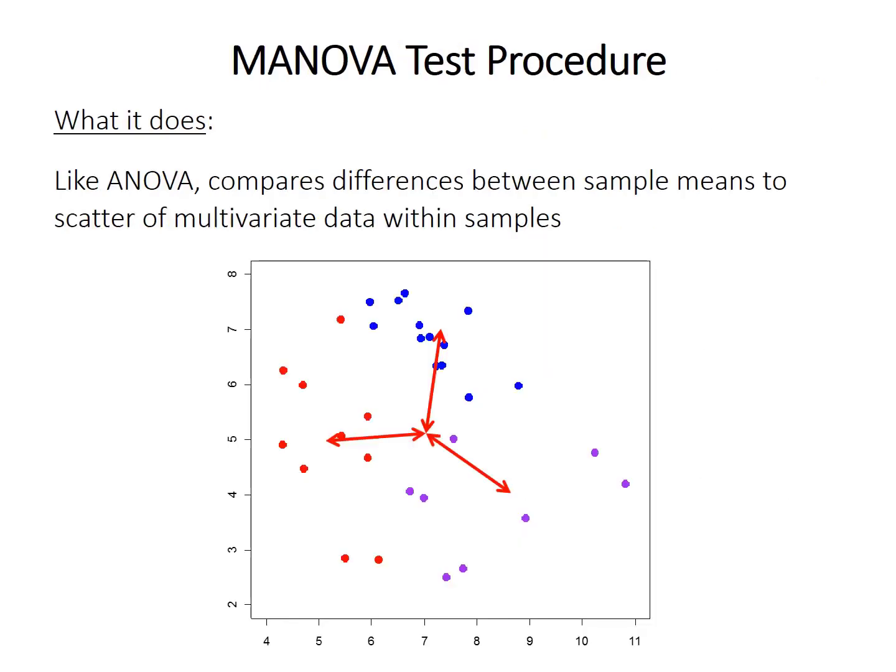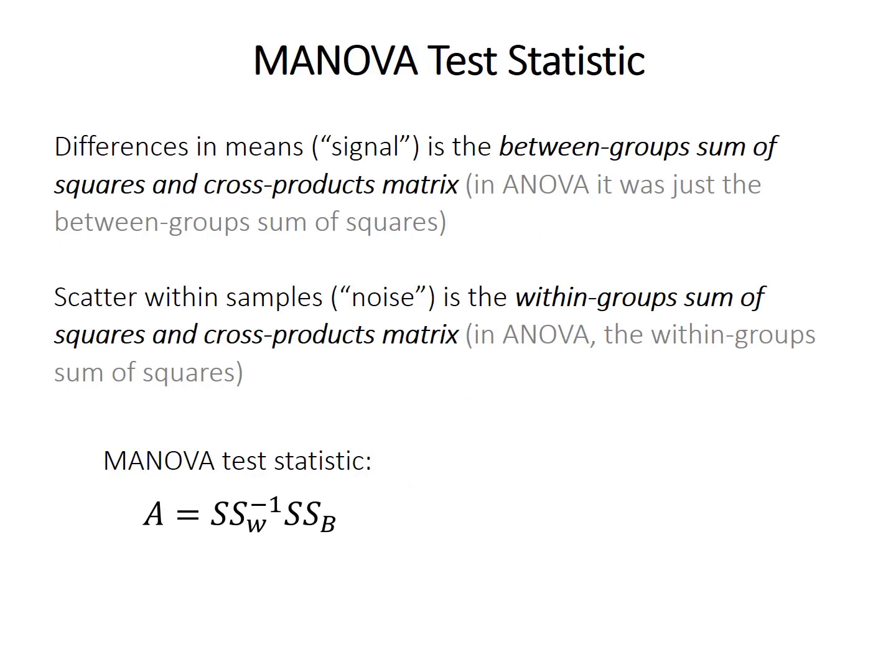So what does the MANOVA test do? Well, like ANOVA, it compares the differences between each sample mean and the overall mean relative to the scatter of data within each sample. And I won't get into the math, but the difference in means, which is sort of our signal in this ratio, is something called the between groups sum of squares and cross products matrix.